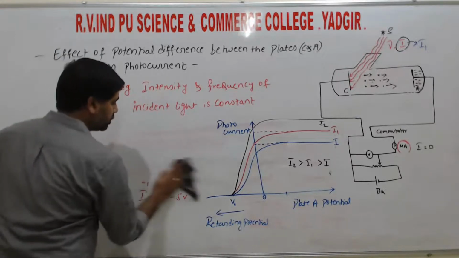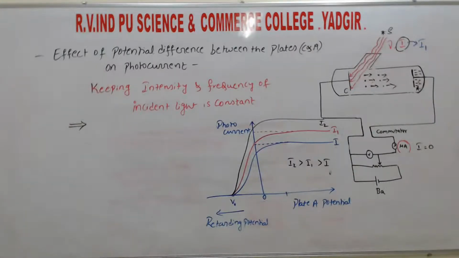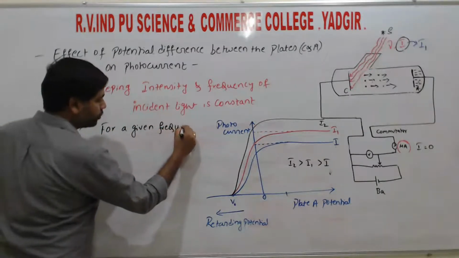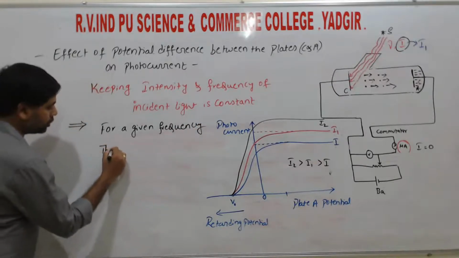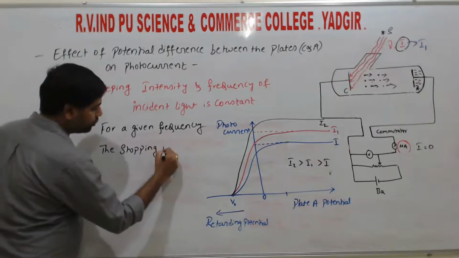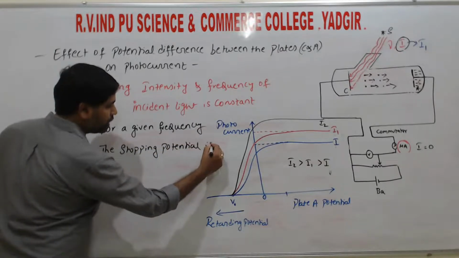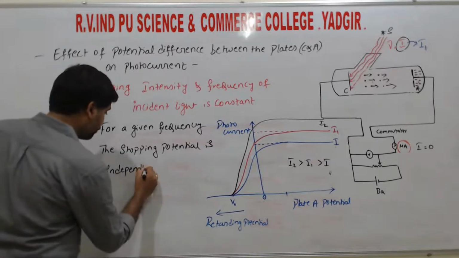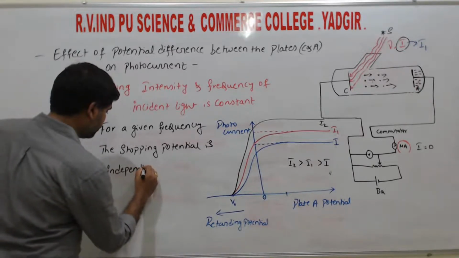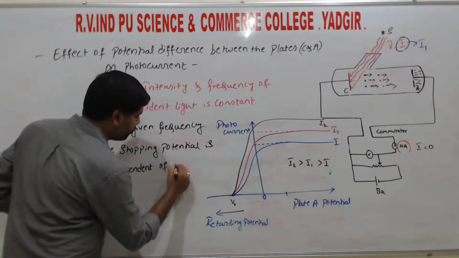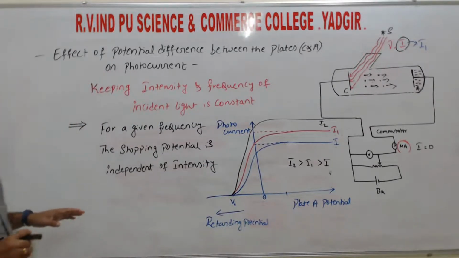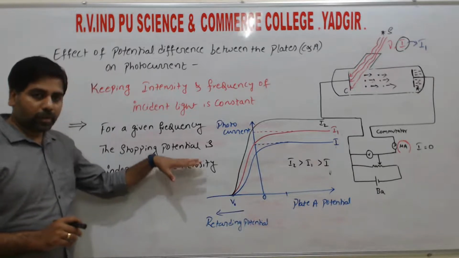So we can say here, the third point: for a given frequency, the stopping potential is independent of intensity. So this is the third observation. So we have to remember these three points.